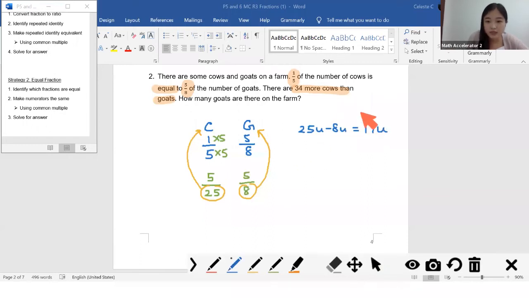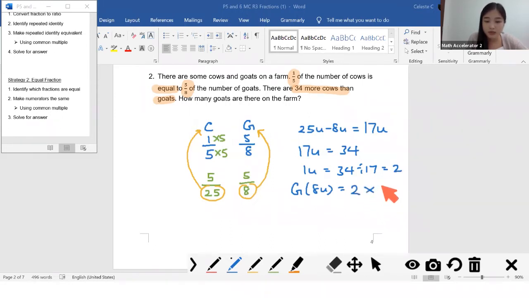Okay, 17 units is the difference between the cows and goats. So 17 units must be this 34 more cows here. Right, with this you can find 1 unit. Take your 34 divided by 17 to get 2. Right, and then you know the goats. Okay, they have 8 units. Since you know 1 unit, you times the number of units for the goats and you can get 16, which is what the majority of you have chosen.